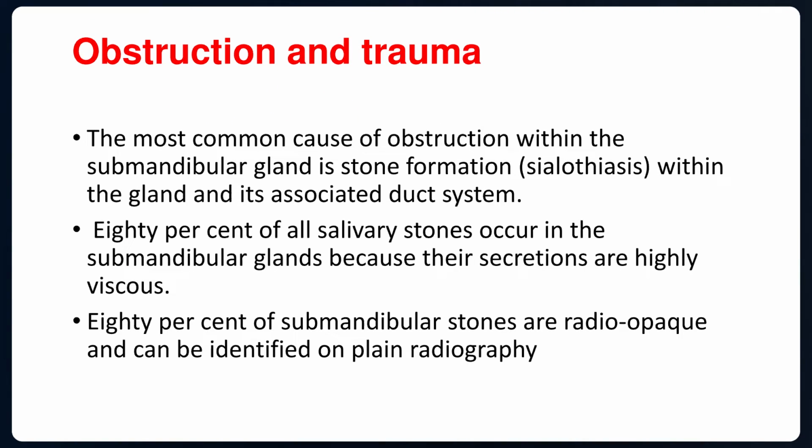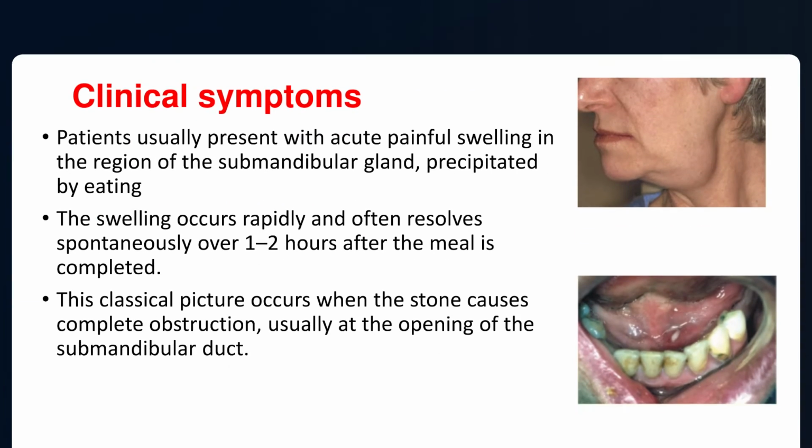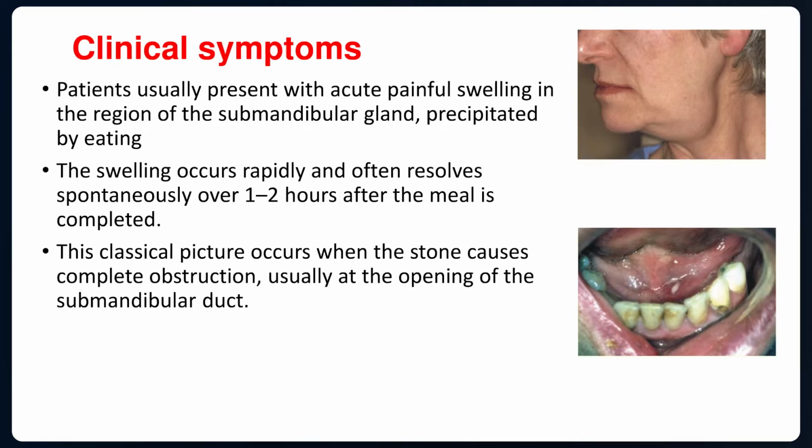The most common cause of obstruction within the submandibular gland is stone formation within the gland and its associated duct system. 80% of all salivary stones occur in the submandibular gland because their secretions are highly viscous. 80% of submandibular stones are radiopaque and can be identified on a plain radiograph, as you have seen. Regarding the clinical features, the patient usually presents with acute painful swelling in the region of the submandibular gland precipitated by eating. The swelling occurs rapidly, often resolving spontaneously 1 to 2 hours after the meal is completed.